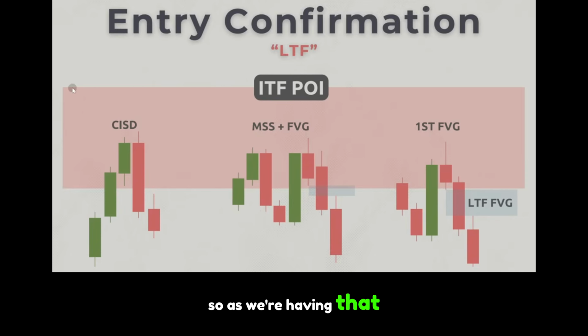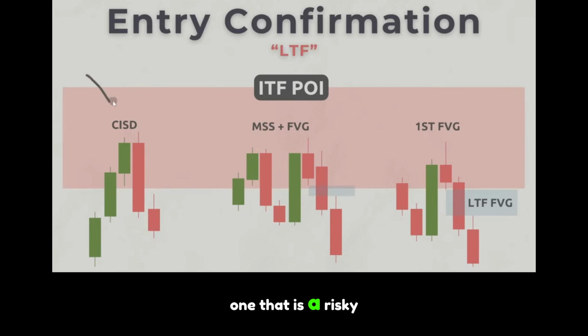So as we're having that intermediate time frame POI, let's say it's a bearish one, and this is a POI that reacted from the high time frame, and you want to catch a big high reward to risk trade, then in that intermediate time frame POI, you look for a lower time frame confirmation, and there are a lot of types of lower time frame confirmation.